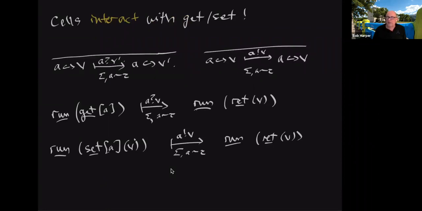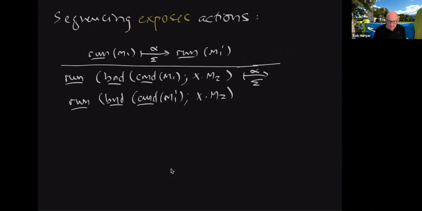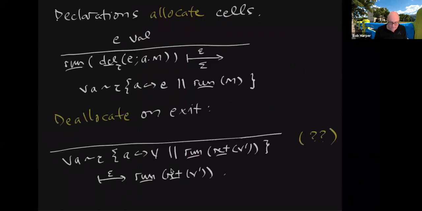I know that I'm going fast, but I'm hoping you can get the drift. Okay, so this is the idea. So now, the only other thing I had to worry about is how do we run a bind? Well, we just run the first command, and any actions it can take are propagated upwards, so they're written here. So that's all that's being said here. That's a technicality. Let's not worry about it.